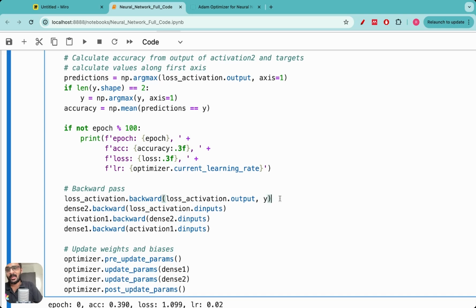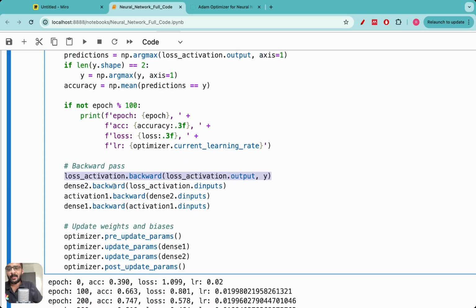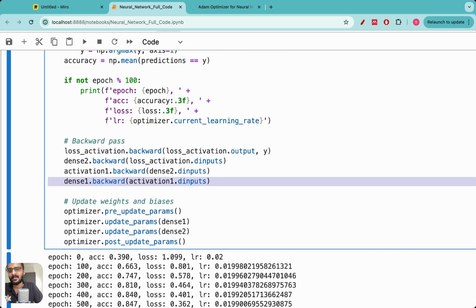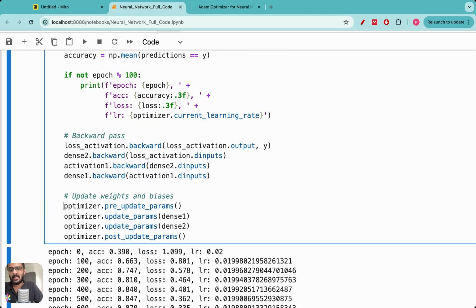We find the partial derivative of the loss with respect to the softmax input. Then we will find the partial derivative of the loss with respect to the weights, bias, and input of the second layer. Then we will find the partial derivative of the loss with respect to the ReLU input. And then finally we'll find the partial derivative of the loss with respect to the weights, bias, and the inputs of the first layer. And then we define these four methods in the ADAM optimizer, right?